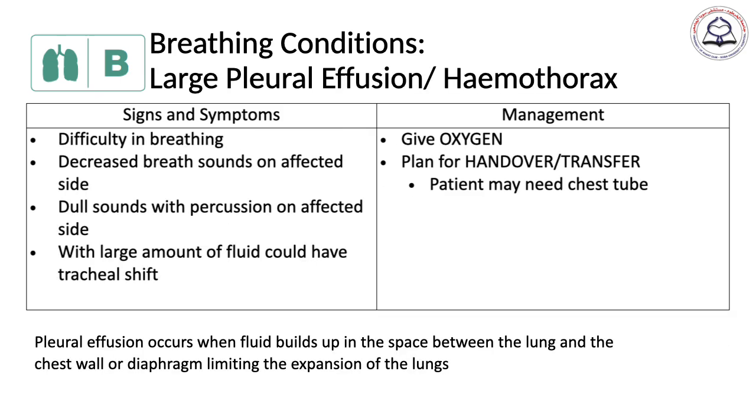Large pleural effusion and hemothorax. The presence of fluid in the pleural space can prevent the lung from expanding. Patients have difficulty in breathing. There are decreased breath sounds on the affected side, plus dull percussion notes. With massive effusion, the trachea can be shifted to the other side. The patient needs high flow oxygen, and you need to do a chest tube.